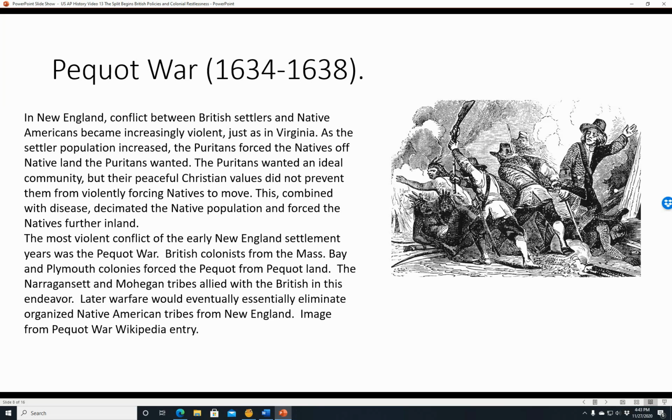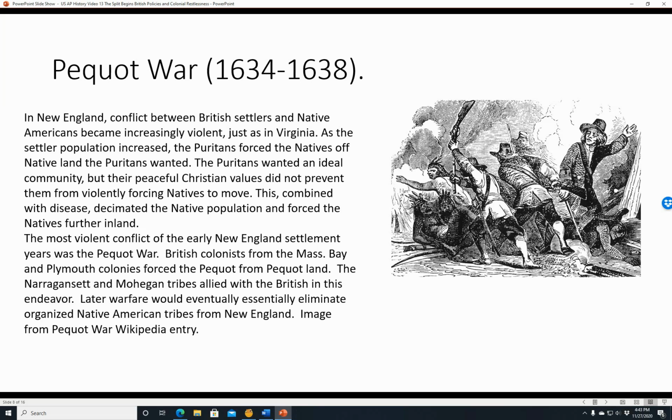British colonists from the Massachusetts Bay and Plymouth colonies forced the Pequot from Pequot land. The Narragansett and Mohegan tribes allied themselves with the British in this endeavor. So the Narragansett, the Mohegans, and the British all worked to force the Pequots off their own land.